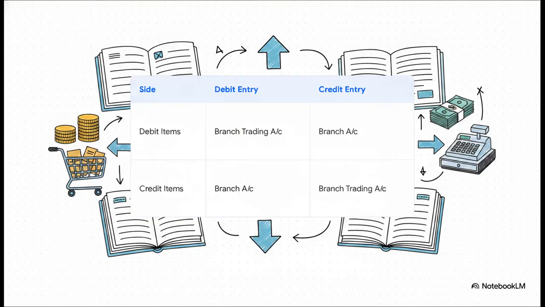Okay, so for the trading account phase of this detailed method, you'll use a clean ledger format. For your debit items, things like opening stock, purchases, and wages, you'll debit the branch trading account and credit the branch account. And then conversely, for your credit items, like sales and closing stock, you do the exact opposite. You debit the branch account and credit the branch trading account. It's a highly methodical, step-by-step process.